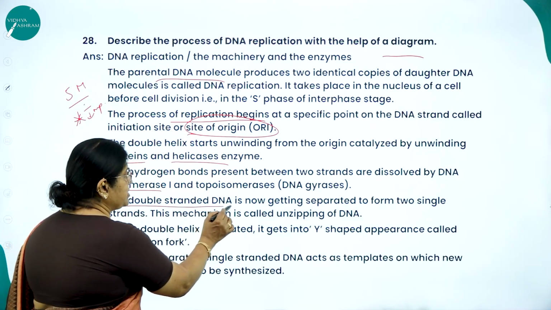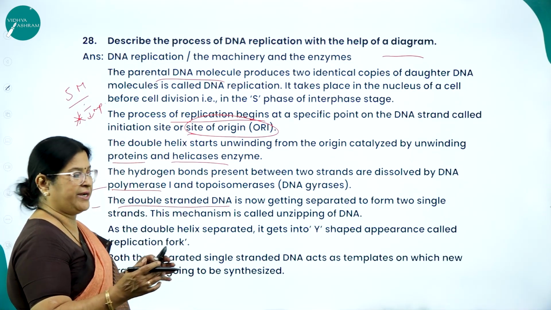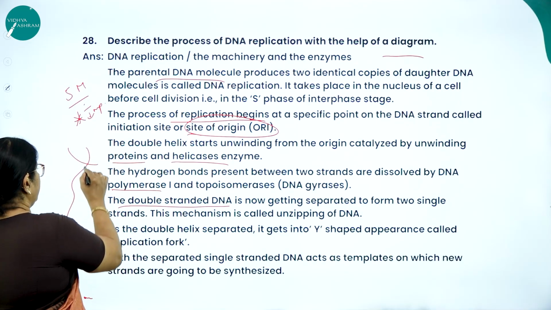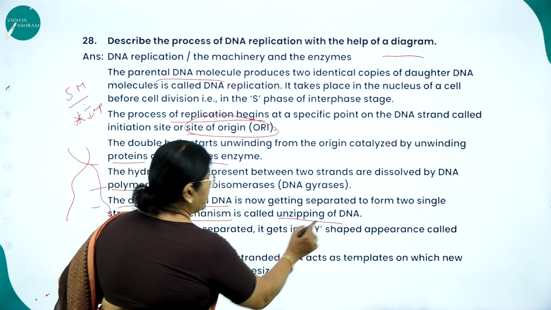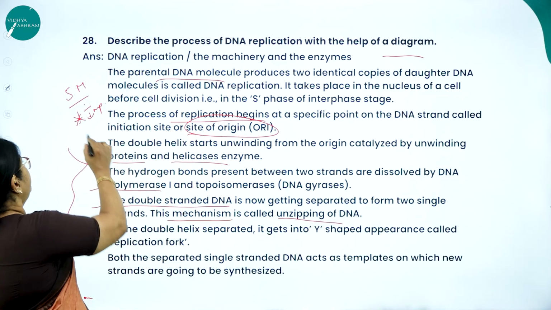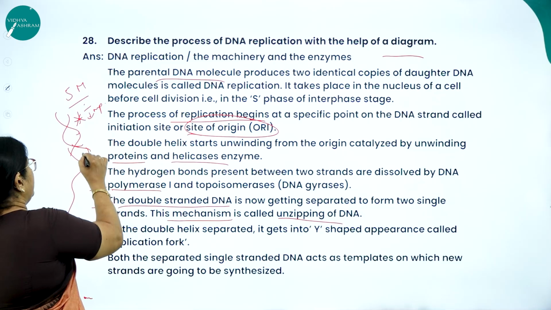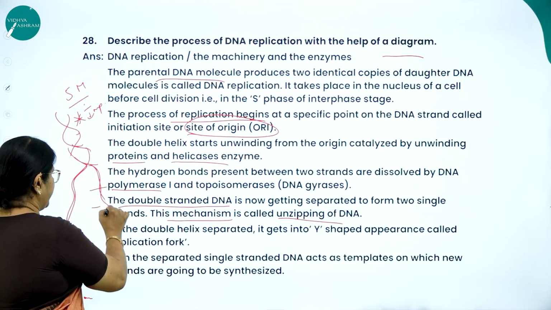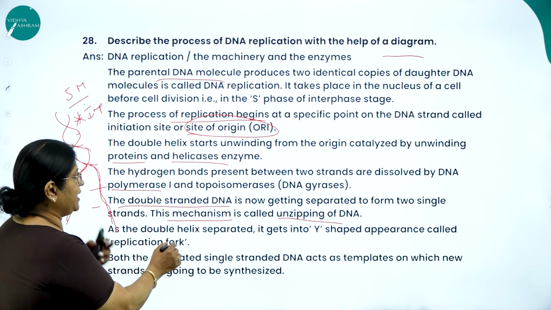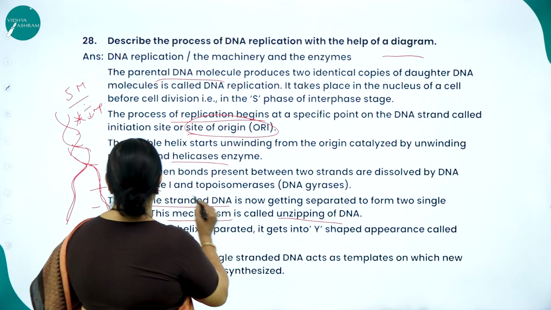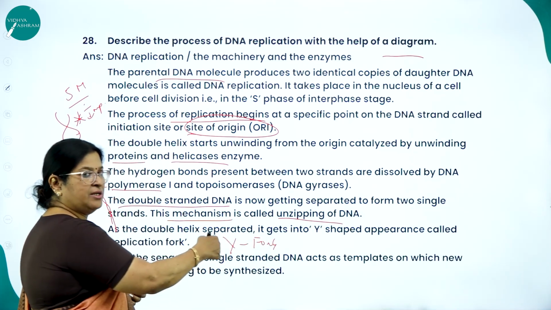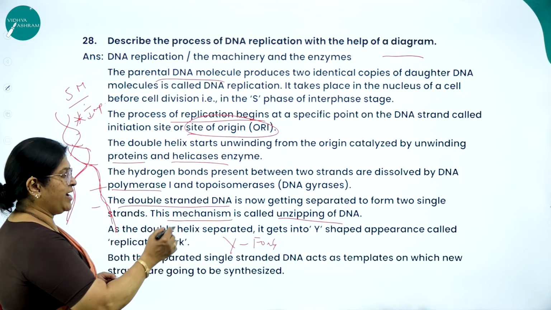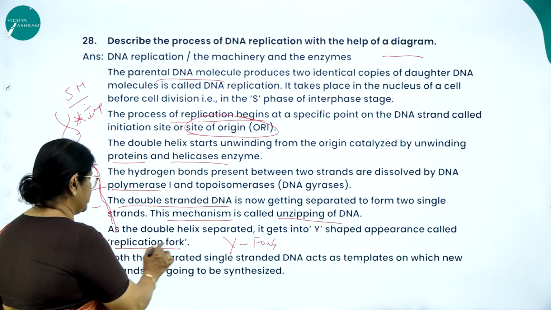Next, what happens? The double-stranded DNA is now getting separated. So here we know it starts separating like this. This mechanism is called unzipping of DNA. So it is like, before it is wound like this. Later on, it unwinds like this. As the double helix separates, it gets into a Y shape. So you can also call it a Y fork. In the previous slide, I am going to show you all the diagram. Y-shaped appearance is called the replication fork.